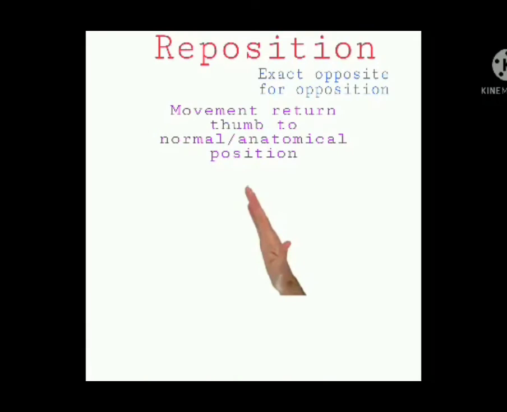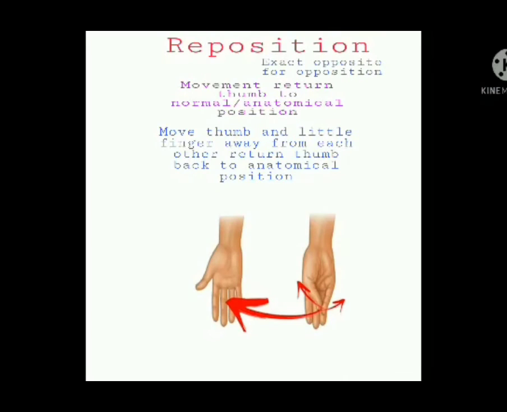While reposition, on the other hand, is the exact opposite of opposition, and this term describes the movement that returns the thumb, the first digit of the hand, from the opposition position to the anatomical position, the normal position of the thumb. So, in the previous example of the thumb and the little finger, reposition will move the thumb and the little finger away from each other and bring the thumb back to its normal position.